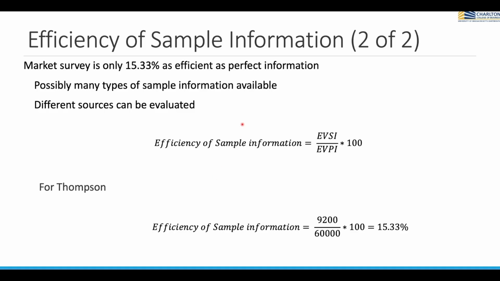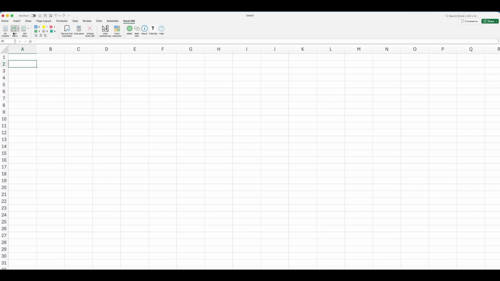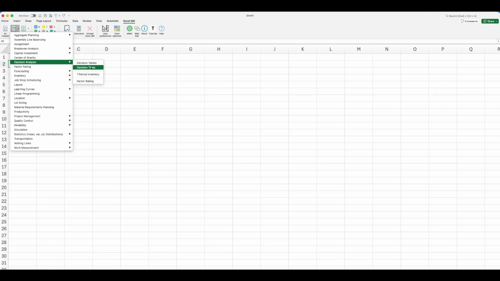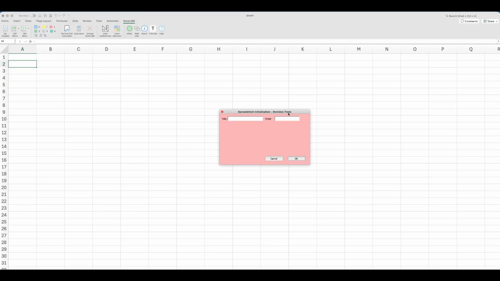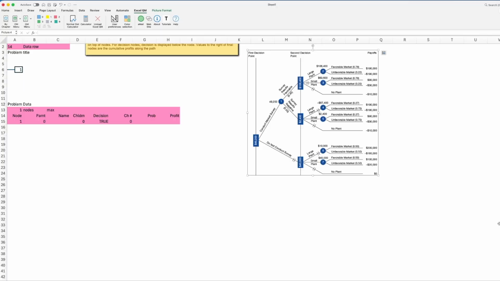Let's look at Excel and how we build the decision tree in Excel QM to address all of these numbers. So in Excel, we can use decision analysis and decision tree this time. Let's name this lumber company decision tree. We can start building the decision tree by adding the decision nodes and a state of nature node. So the first node here is the decision node. We are going to add two decision nodes.